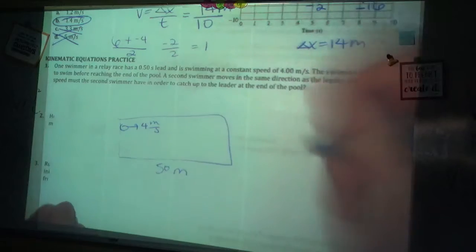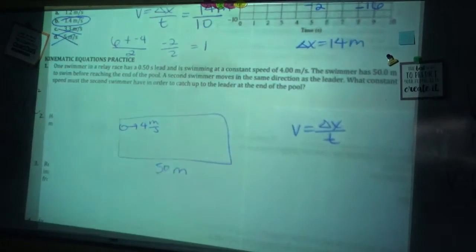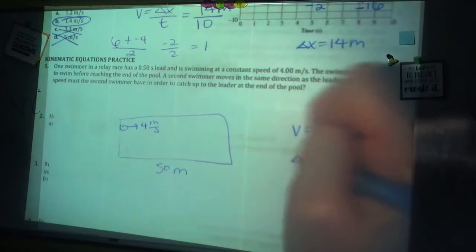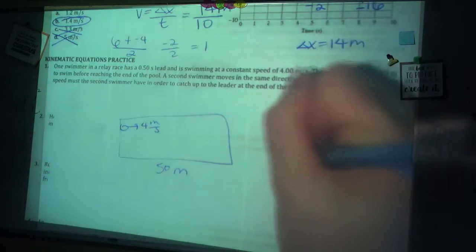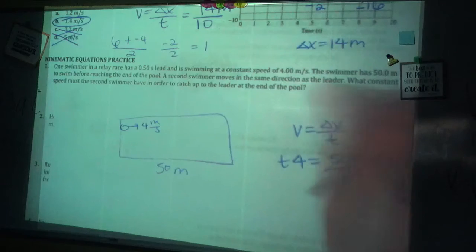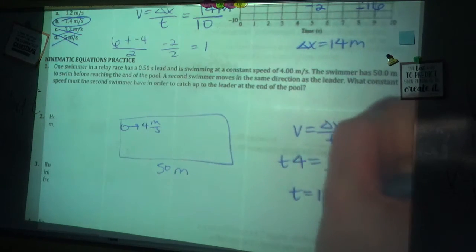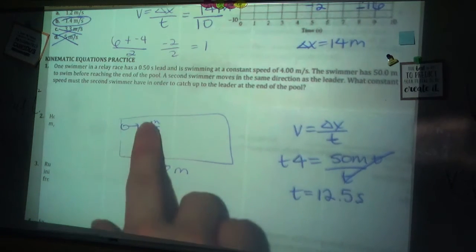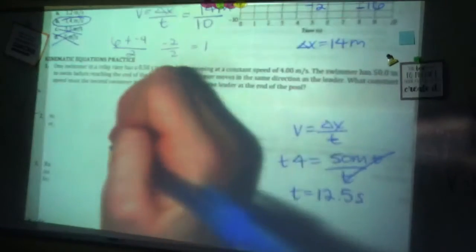So what I would do is plug in v is delta x over t, because we're talking about constant speed, no acceleration. So this is my constant speed equation. The velocity of the first swimmer was 4. They moved 50 meters. And then I would use this to find time. So multiply t up and divide over. You would get the time that's needed is 12.5 seconds. Yes, they would need 12.5 seconds. And this person gets a 0.5 second head start. So if they go at 0.5 seconds, how fast does this girl need to go in order to catch up?